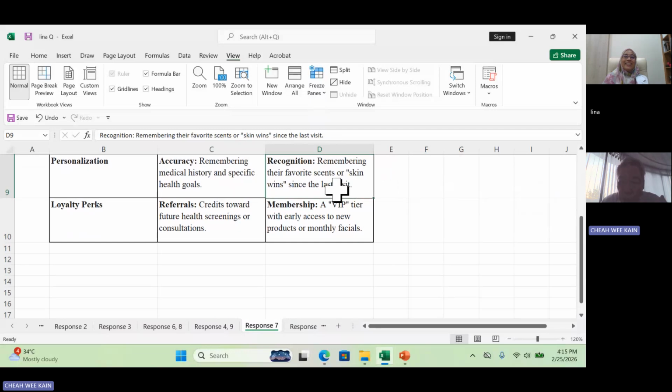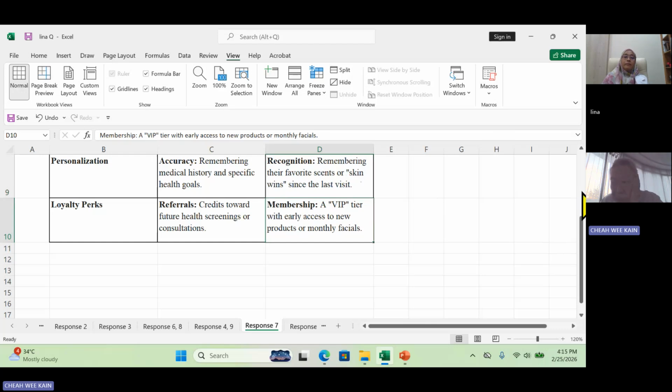Remembering their favorite skincare products since the last visit. So actually, whenever they come and buy from you, if you keep a record, you will know what things they have been buying. And if they've been buying, for example, this particular brand and this particular thing, you can also ask them how is the progress and are they happy with it? If they are not happy, maybe they want to try something new or something like that.